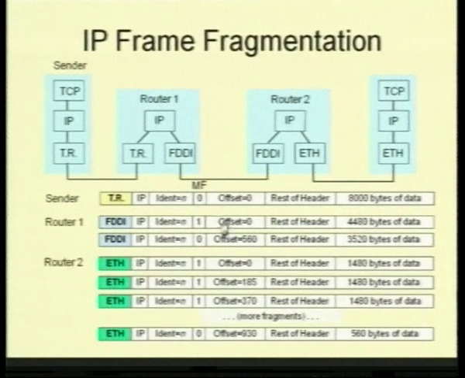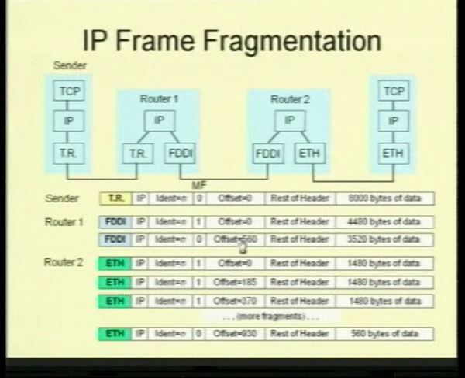Router 2, each of these now have to be further fragmented because this is running on an Ethernet network which can only carry 1480 bytes of data. So the 4480 bytes of data that I have, the first fragment is now further fragmented into one fragment of 1480, another fragment of 1480, another fragment of 1480, and then whatever is left over. So that will be the fragments that you have in this first fragment.